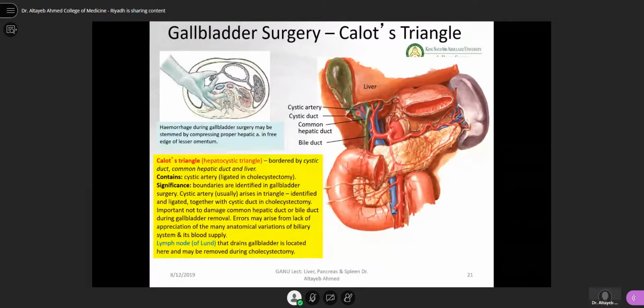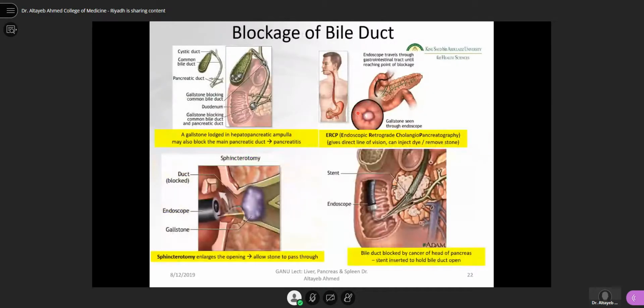Also, we spoke about the lymph node, and this is usually removed during cholecystectomy, and if it is grossly enlarged, it may sometimes enlarge due to cholangiocarcinoma or cancer of the gallbladder. Okay, the gallbladder, as you know, is a site of stones.